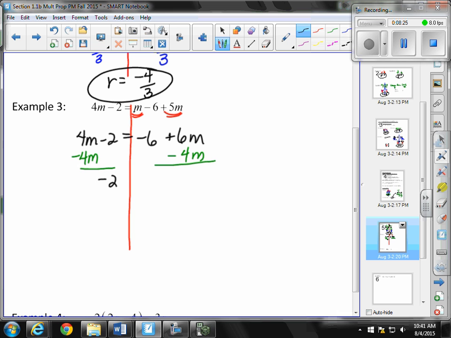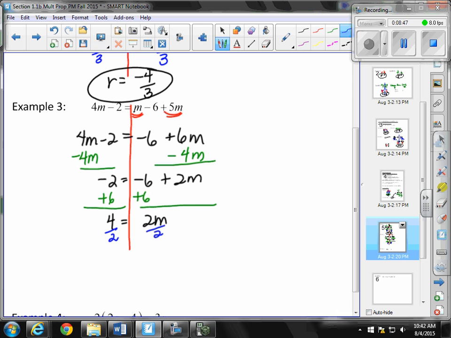So negative 2 equals negative 6. 6m minus 4m is plus 2m. And then I need to move my numbers to the other side. I'm going to add 6 to both sides. So I get 4 equals 2m, and my multiplication principle says divide both sides by 2, because 2 over 2 cancels, and I have 2 equals m. Final answer.